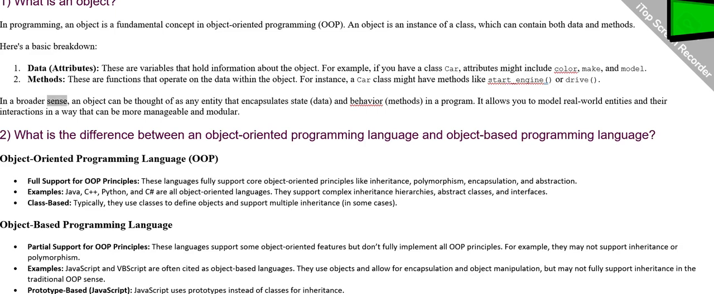In a broader sense, an object can be thought of as any entity that encapsulates state (data) and behavior (methods) in a program. It allows you to model real-world entities and their interactions in a way that can be more manageable and modular. 2. What is the difference between an object-oriented programming language and object-based programming language?